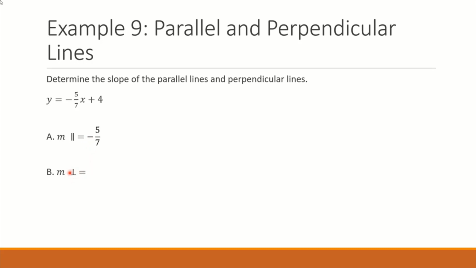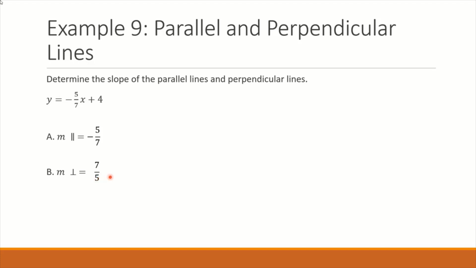This symbol right here forms a right triangle, sorry, a right angle. That's forming a right angle and it's intersecting. So it's perpendicular, the symbol for perpendicular. So the slope of a perpendicular line to this is going to be opposite and reciprocal. So opposite, you're going to change that negative to a positive. Reciprocal, you're going to flip it. So it's 7/5.